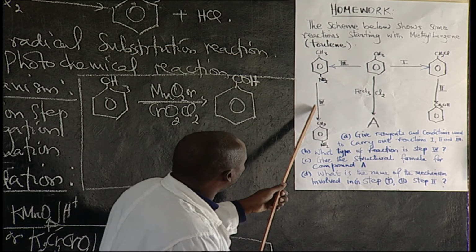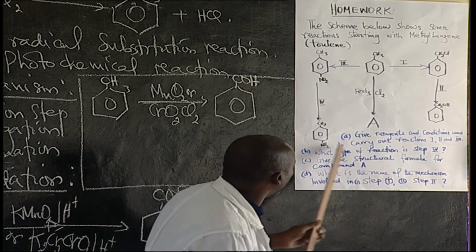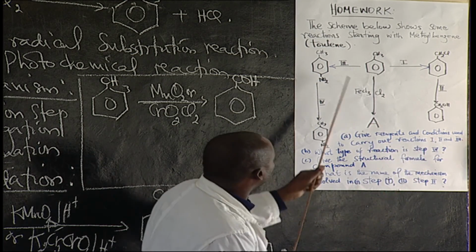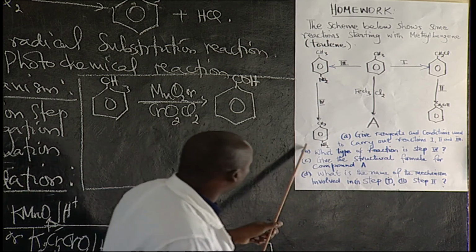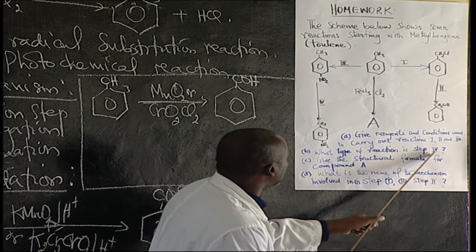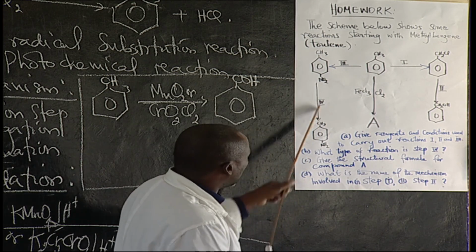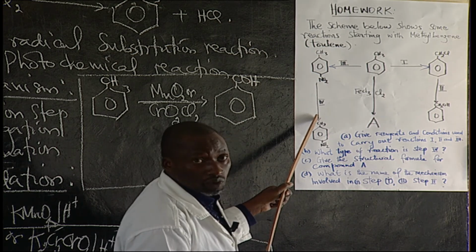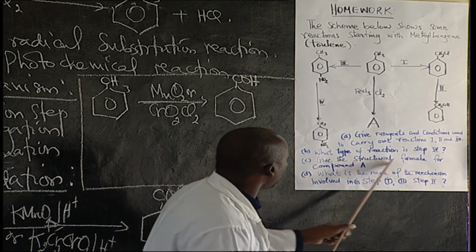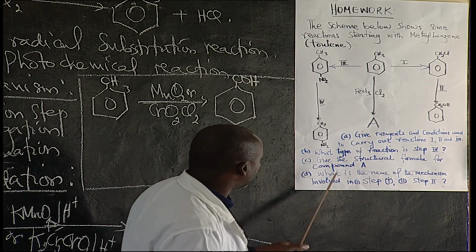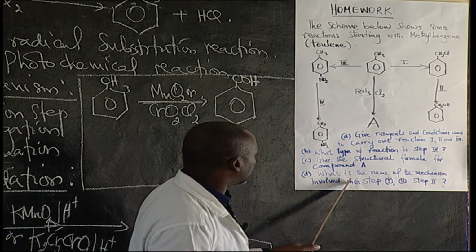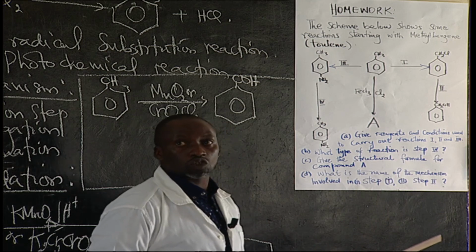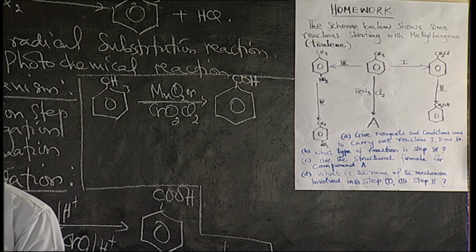And then this is step number 4. This is step number 2. Number 3. Give reagents and conditions used to carry out reactions 1, 2, and 3. So you give the conditions and the reagents. What type of reaction is step 4? What is this type of reaction? I hope we have not seen this one, but you try to check in some of the books. You will find it there. Give the structural formula for compound A. Compound A is here. What is the name of the mechanism involved in Roman 1, step number 1? Roman 2, step number 2. So those are the mechanisms. What are the mechanisms involved?